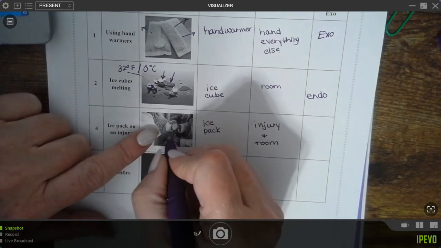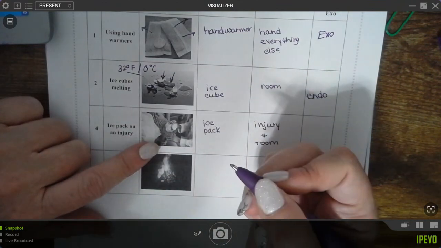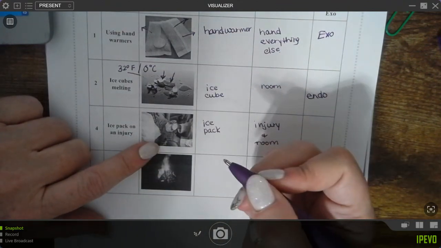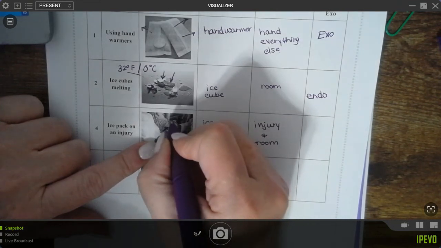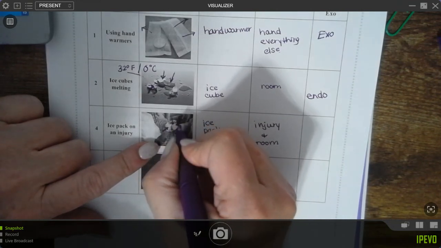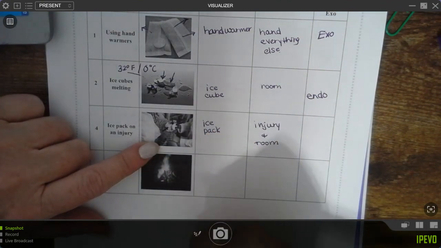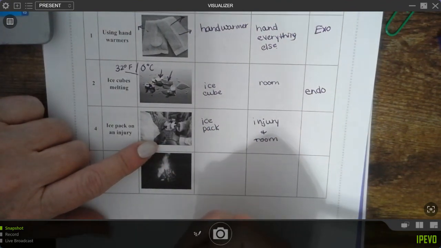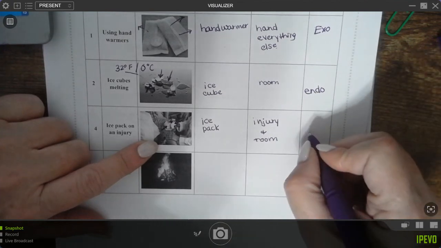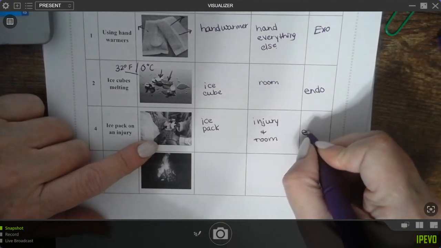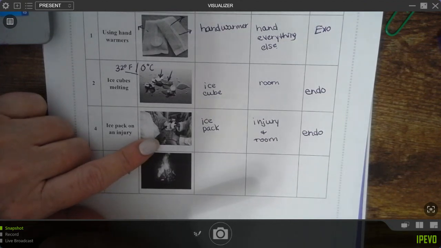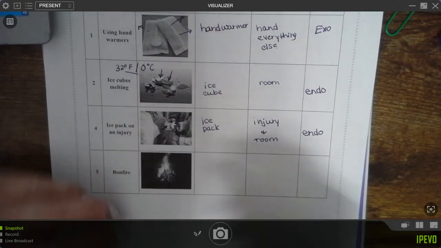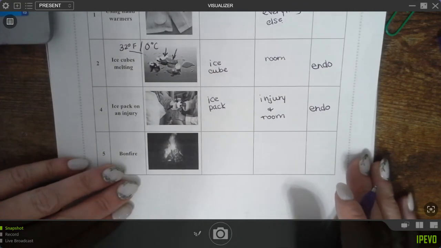So if it's your knee that got injured, the heat from your injury is going to go into the ice pack. And eventually the ice pack is going to warm up to room temperature. So the heat is going into the ice pack, which is endothermic. And then finally, a bonfire.